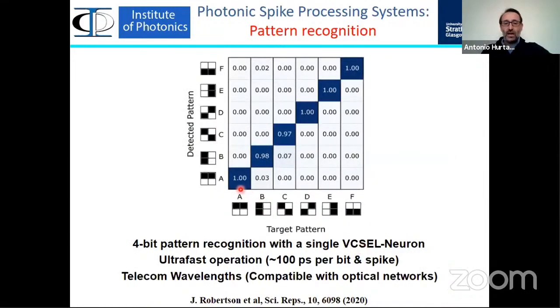I brought here a confusion matrix just to highlight the fact that we can get this process to work with high efficiency and high accuracy, in the sense that if we want to recognize pattern C, we get that with high fidelity. This is shown by the high values here in this diagonal. This basically means that we are achieving 98 or 97% efficiency in recognizing these patterns.